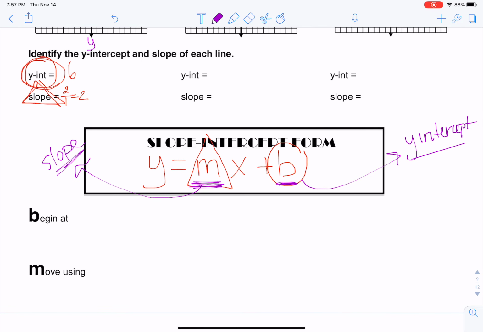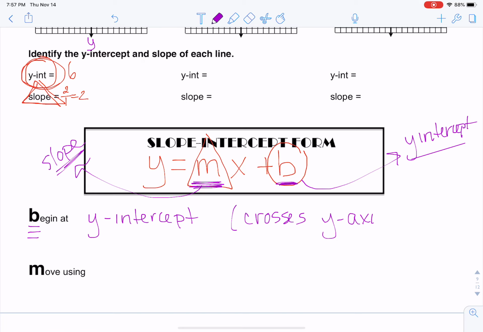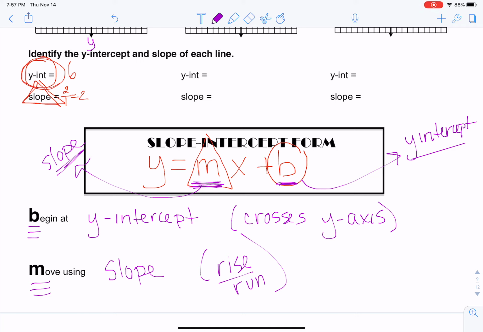When we start graphing this in a little bit, the trick is we're going to begin our graph at whatever that b number is. So you're going to begin by putting that point on the y-intercept. Remember, that's where it crosses the y-axis. And then we're going to continue our points using that slope, which is our rise over run. So the next time we're all together and talk about lines, we're going to be taking this equation and graphing lines with it. So that's just some background information.